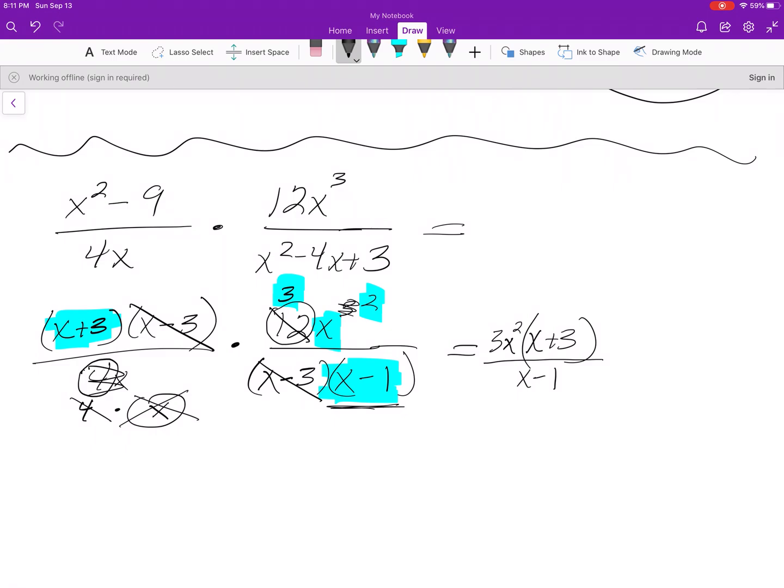And then maybe you're tempted to try to do some more reducing. It's kind of addictive to reduce things and simplify, but we're done because the x in the bottom is connected with a -1. And so we can't reduce it with the x's that we see in the top.